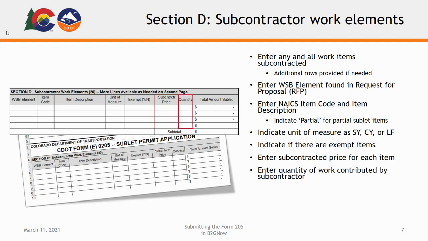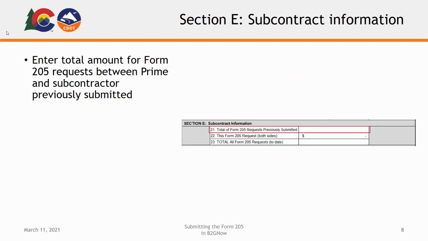In the quantity section, please provide the amount of work contributed by the subcontractor in the designated units of measure. Lastly, enter the total amount of the contract sublet for each work item. In Section E, you will enter the information pertaining to the Form 205 submitted for the subcontract.